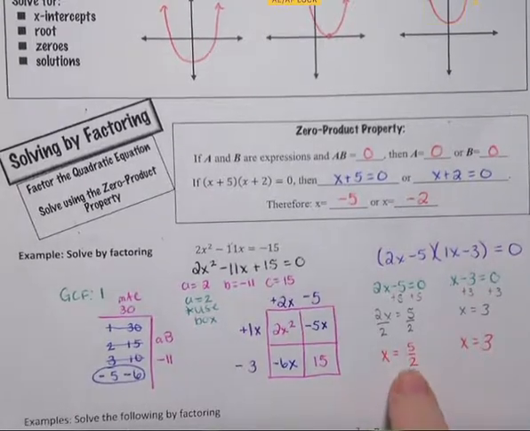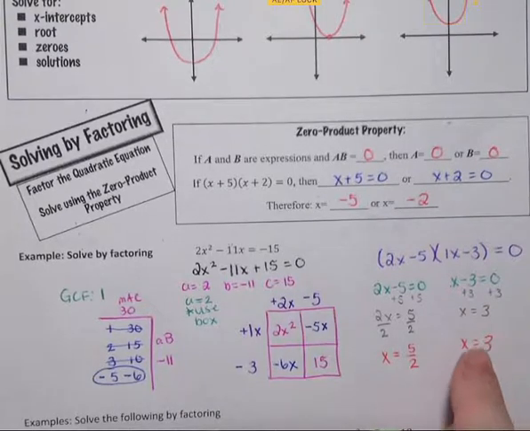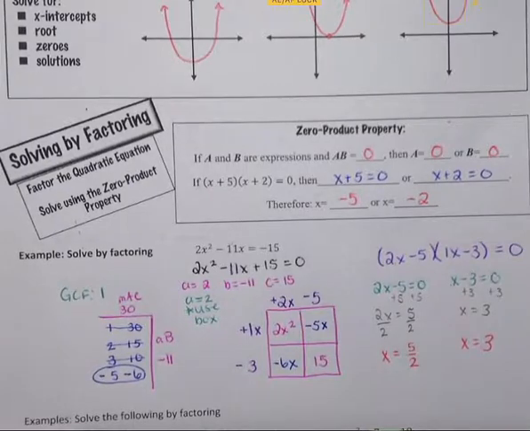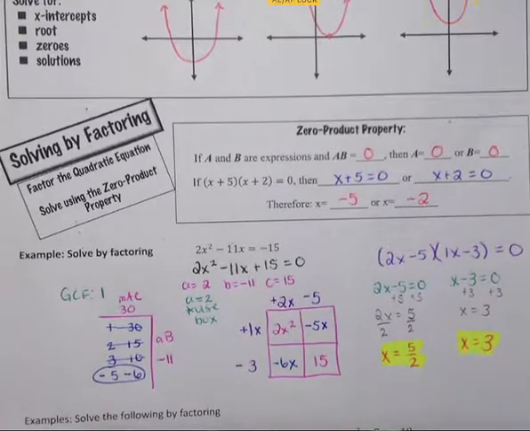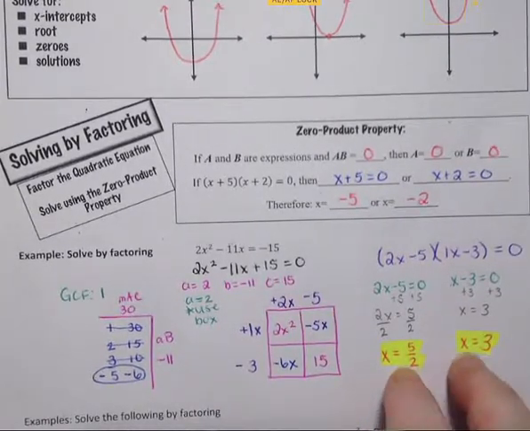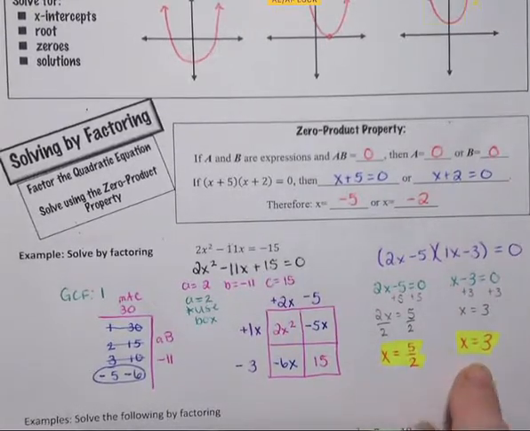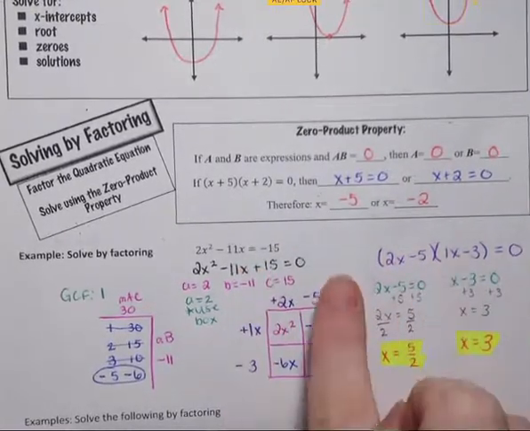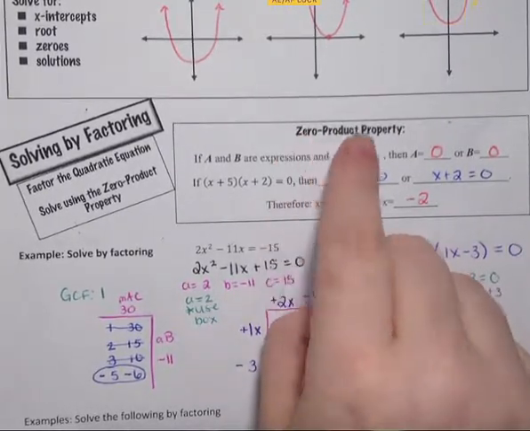What that tells us is that we have a quadratic crossing the x-axis twice, one time at 2.5 and another time at positive 3. So our solutions, our x-intercepts, our roots, our zeros are at 5 over 2 and positive 3. So again, this is just showing that our parabola is going to cross the x-axis at these two distinct locations. We factor the problem, and then once we factored it, we set the expression equal to 0 because that is what the zero product property states.